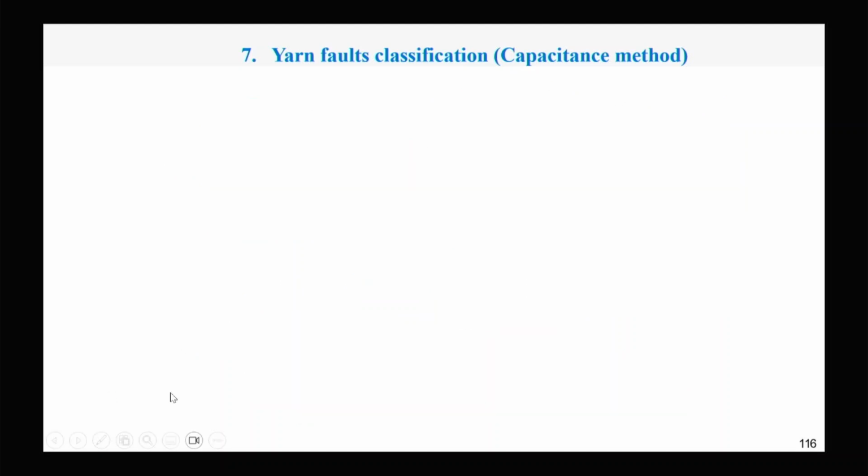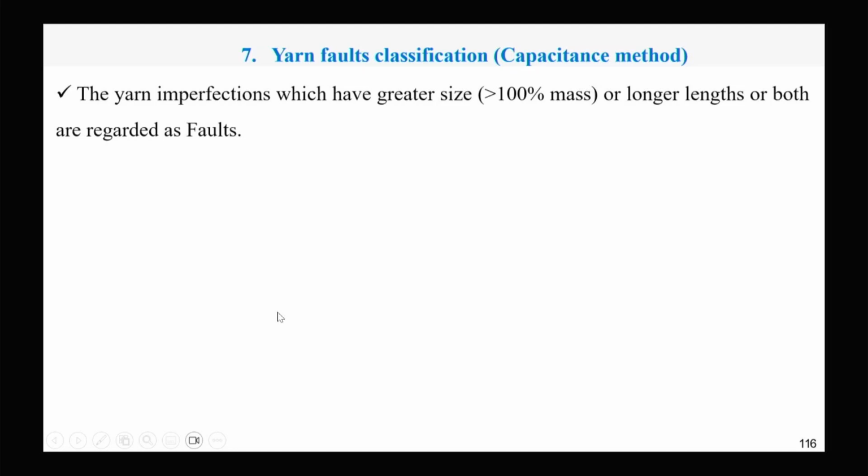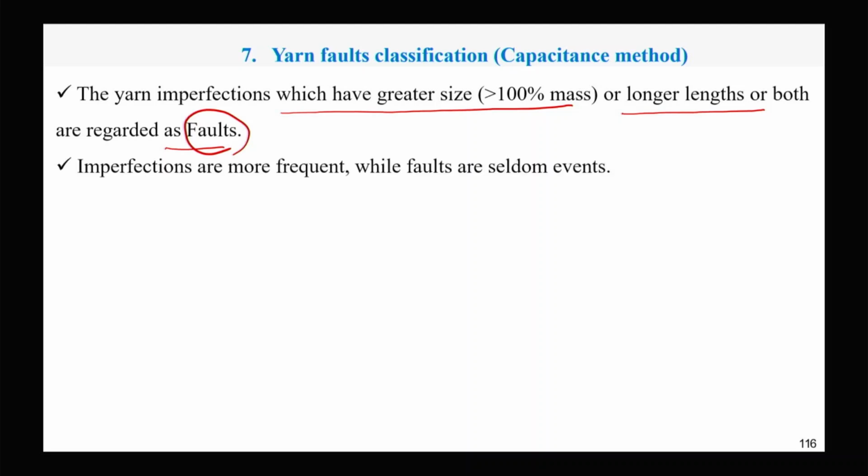So the classification is done. Yarn imperfections which are greater than 100% of mass or longer in length or both are regarded as faults. So yarn imperfections are separated with different terms as faults. Faults means a higher extent. So imperfections are more frequent while faults seldom occur.